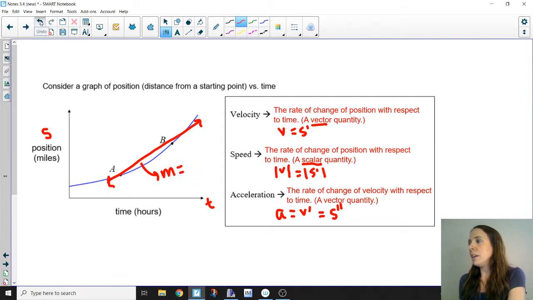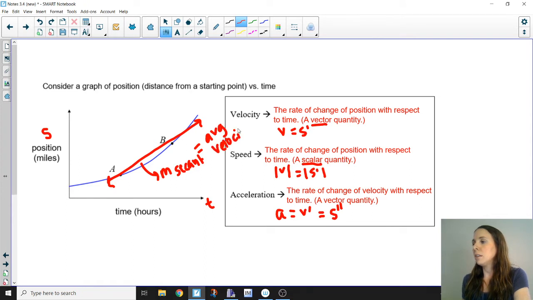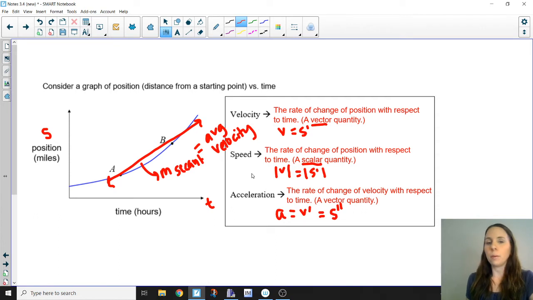Maybe I should say m secant. Oh no, I clicked. I hate when I click. Let me try that one more time. Is our, again, average velocity.